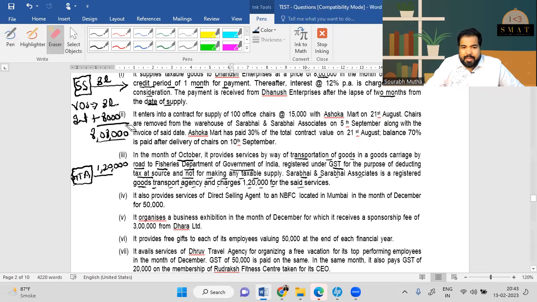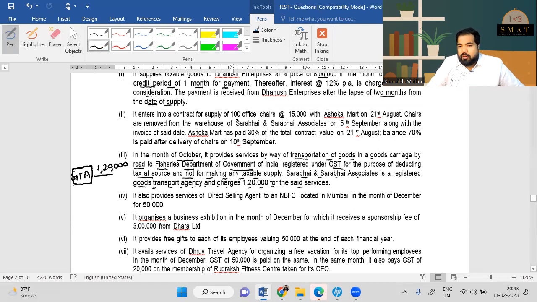We'll see ahead. Sorry, I missed one question at the top here, the second one. Let's see the second one. It enters into a contract for supply of office chairs at 15,000 with Ashoka Mart. So it is basically supplying some chairs now, this time to Ashoka Mart on 21st August. Chairs are removed from the warehouse of Sarabhai and Sarabhai Associates on 5th September along with the invoice of the said date. Ashoka Mart has paid 30% of the total contract value on 21st August and the balance 70% is paid after delivery on 10th September.